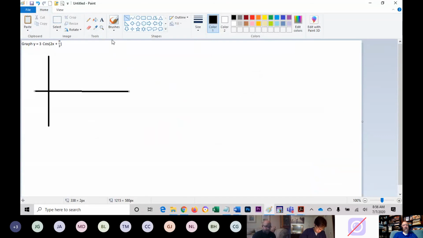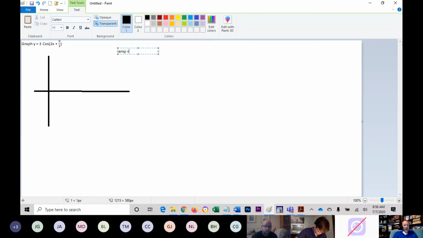Alright, so the amplitude will be 3. Amplitude's 3. I like how you went straight there. The period will be pi. Let's see, 2 pi over 2, so that's going to be pi. Well done. And then let's talk about your phase shift. We haven't done that before. So the phase shift will be pi thirds over 2. So let's see, would that be 2 pi thirds?